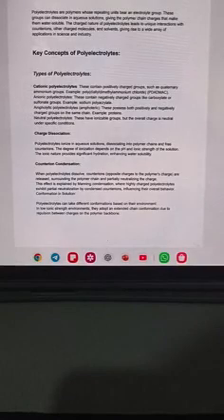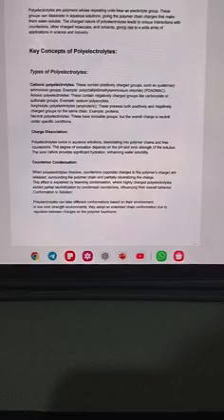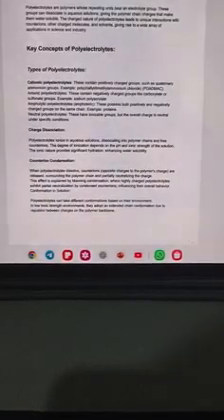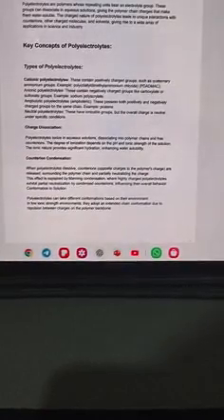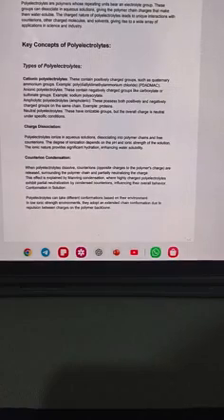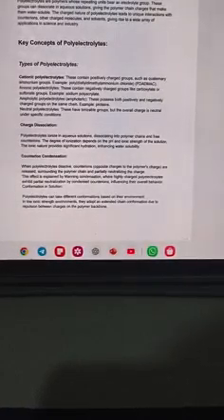Anionic polyelectrolytes. These contain negatively charged groups like carboxylate or sulfonate groups. Example, sodium polyacrylate. Amphoteric polyelectrolytes. These possess both positive and negative charged groups on the same chain. Example, protein.